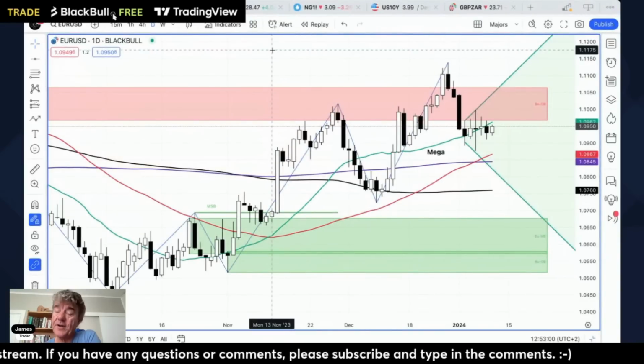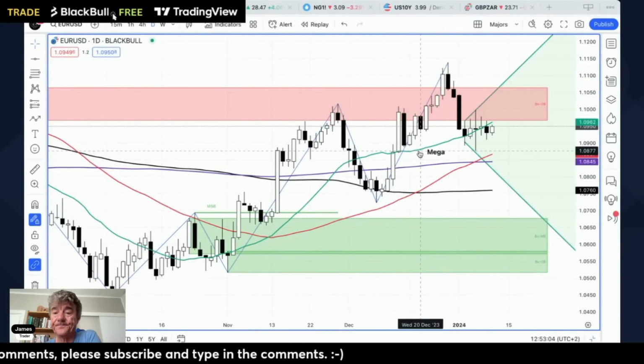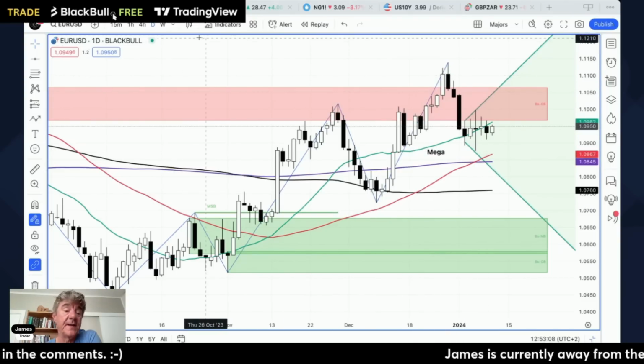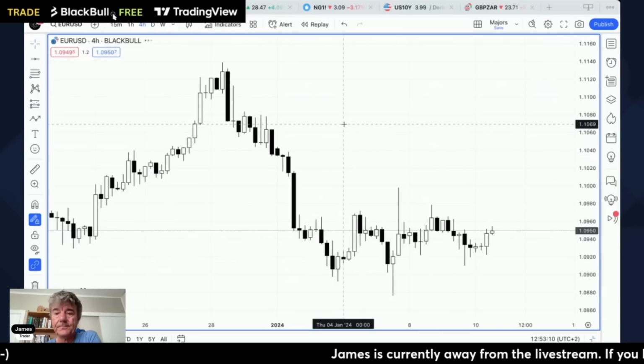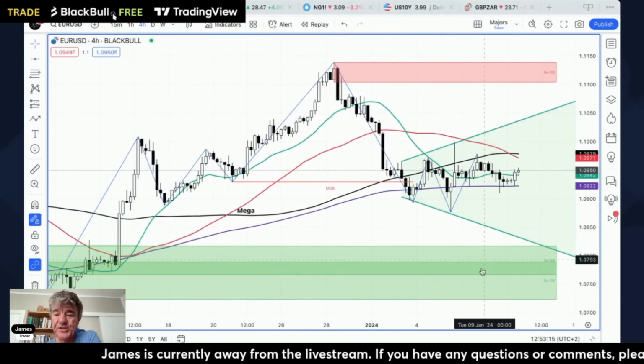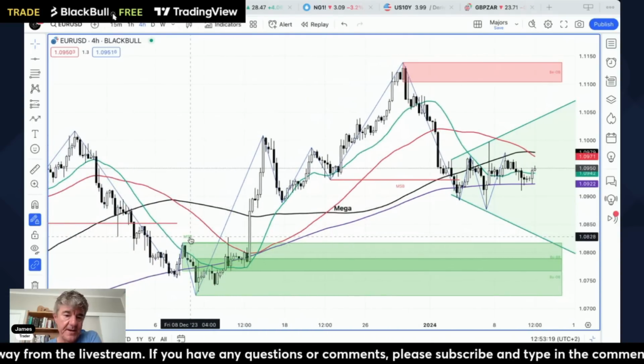But we are long on the euro, and our stop loss is below this spike low, and our target's up here somewhere around 1.1. If you look at this on the 4-hour chart, we're just holding above the support. There's that megaphone. There's the major support levels. Once again, this is drawn in by that software which I spoke to you about.